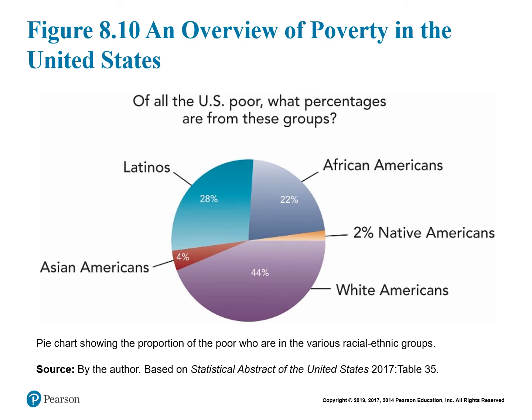So here we have a pie chart illustrating the overview of poverty in the United States. This is of all the U.S. poor, what percentages are from these particular groups. And this is racial ethnic groups. So 44% are white Americans, Latinos are 28%, African Americans 22%, 2% Native American, and 4% Asian American. This is from the Statistical Abstract of the United States.